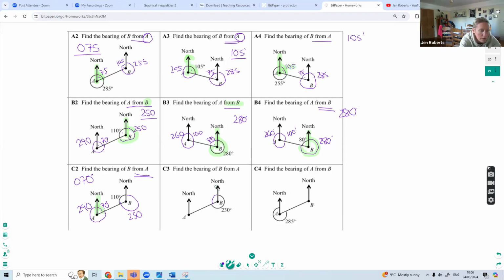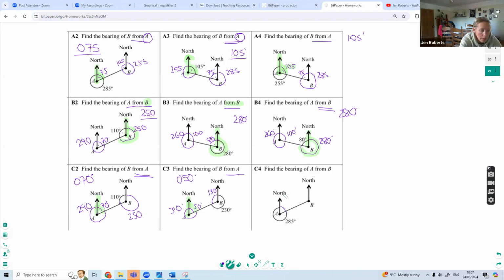Pop all my information in first of all. B from A, where's A? A's here, north, clockwise, 50 degrees, 050.